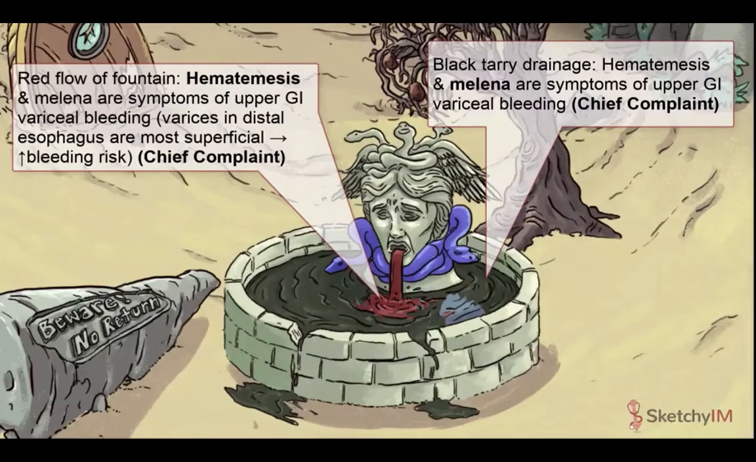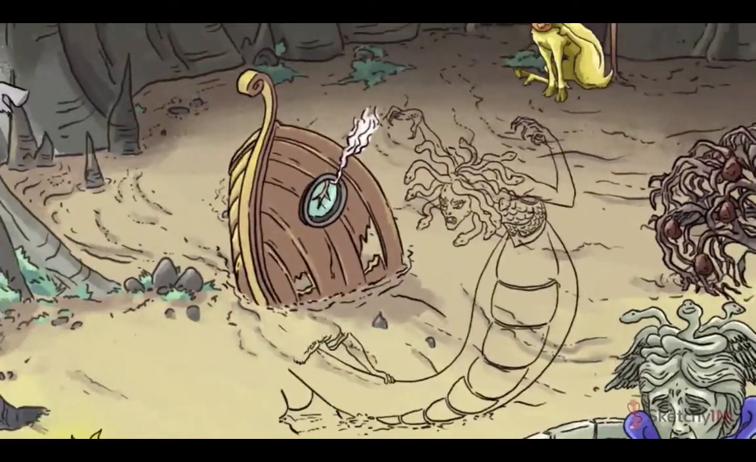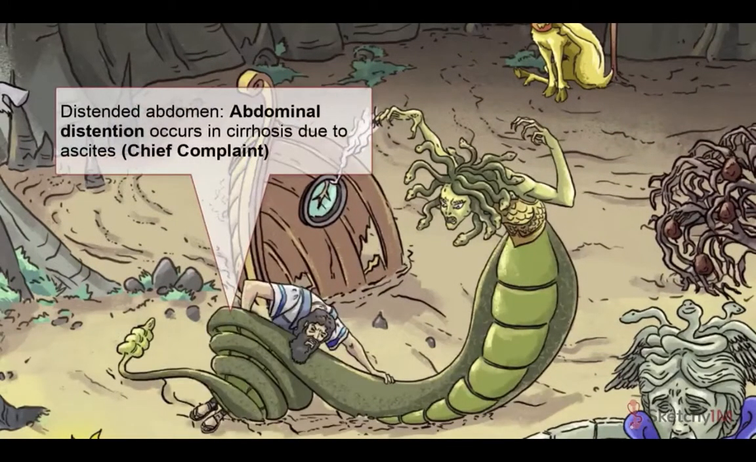Assess for a history of upper GI bleed, such as hematemesis and melena. This bleeding is no joke. With severe variceal hemorrhage, get ready for rapid decompensation and hypovolemic shock. The other classic sign of portal hypertension is ascites due to accumulation of fluid in the peritoneal cavity.